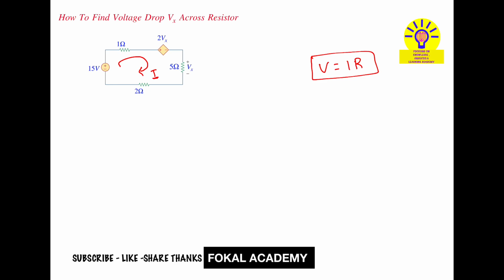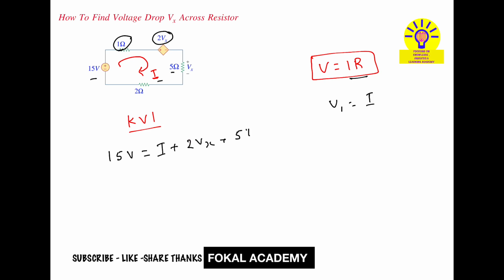According to KVL, the source voltage is equal to the sum of all the voltage drops and dependent source voltages. That is 15 volts equals the voltage drop across 1 ohm, which according to Ohm's law is V equals I times 1 ohm, nothing but I. So I plus the dependent voltage, that is 2Vx, plus the voltage drop across the 5 ohm resistor, 5I, where 5 is R and current I is there in the loop.